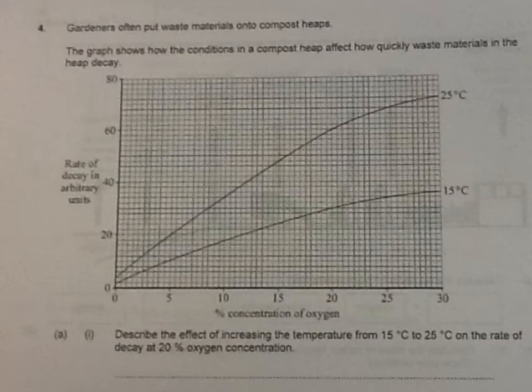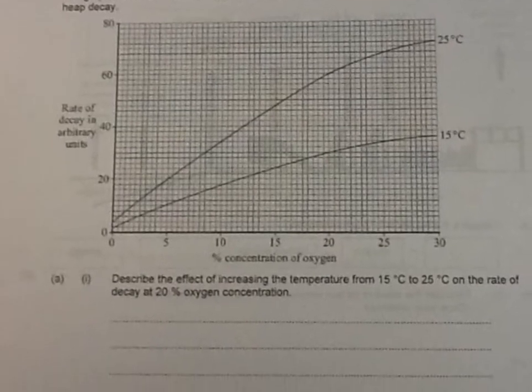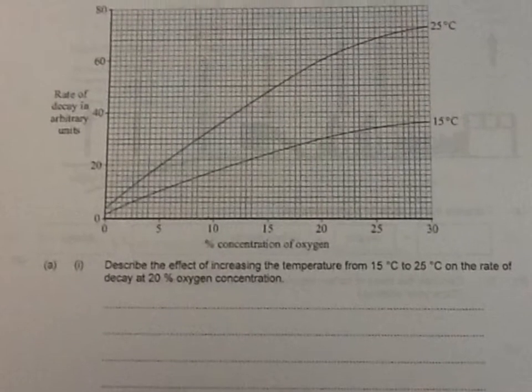Okay, so it says gardeners often put waste materials onto compost heaps. The graph shows how the conditions in a compost heap affect how quickly waste materials in the heap decay. I'm just going to scroll down and have a look at that in a bit more detail. The question says for 4A part 1, describe the effect of increasing the temperature from 15 to 25 degrees Celsius on the rate of decay at 20% oxygen concentration.